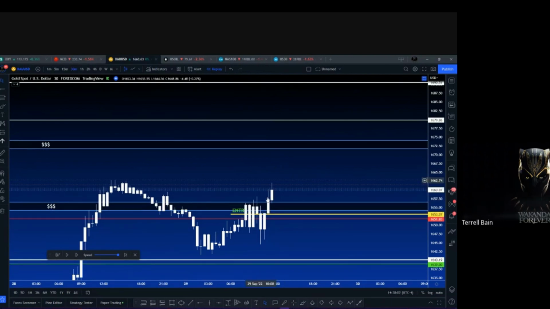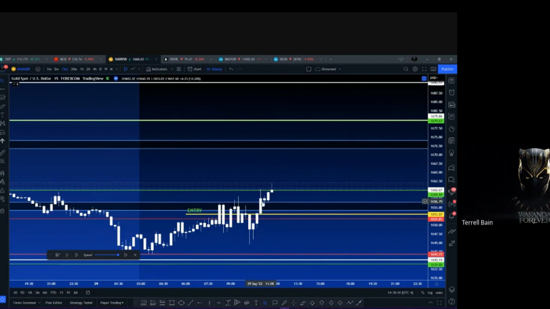So now we got these two candles. Well, if we break that down into 15 minutes, we know we're going to have 4 candles. So then boom, 1, 2, 3, 4.